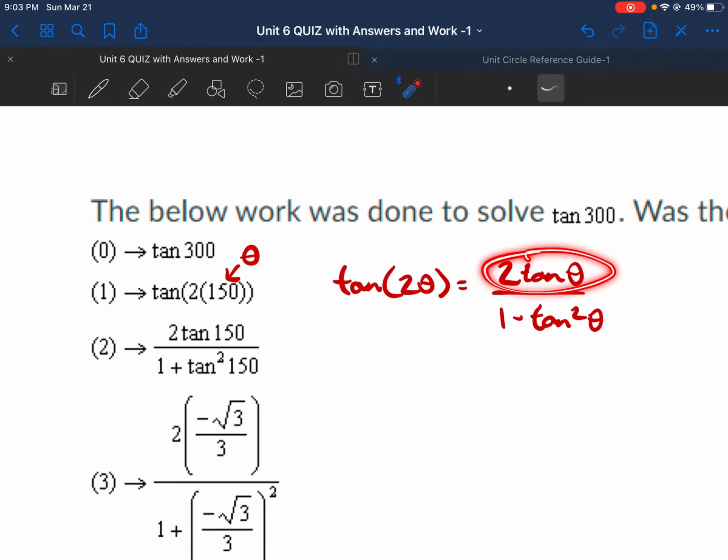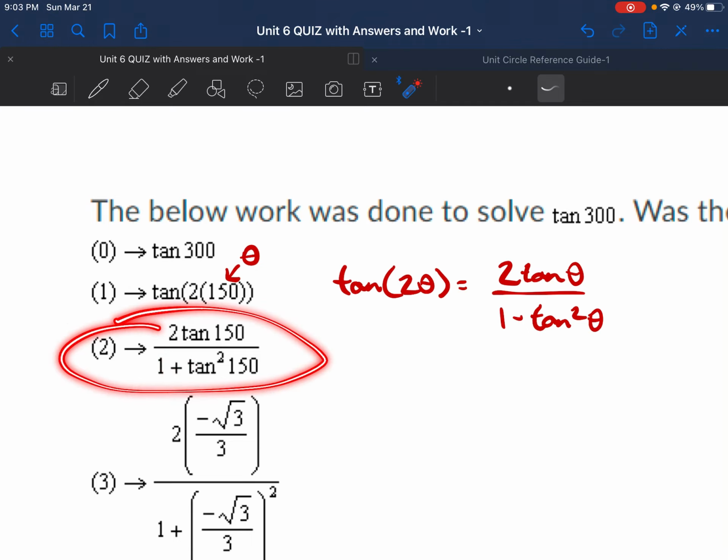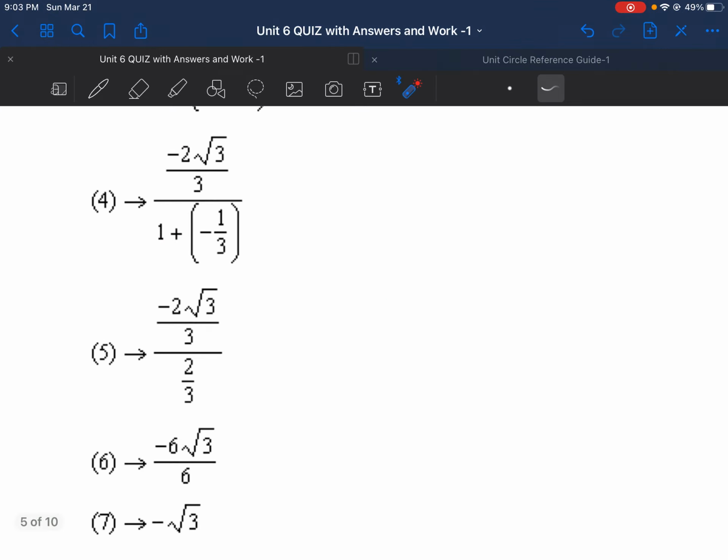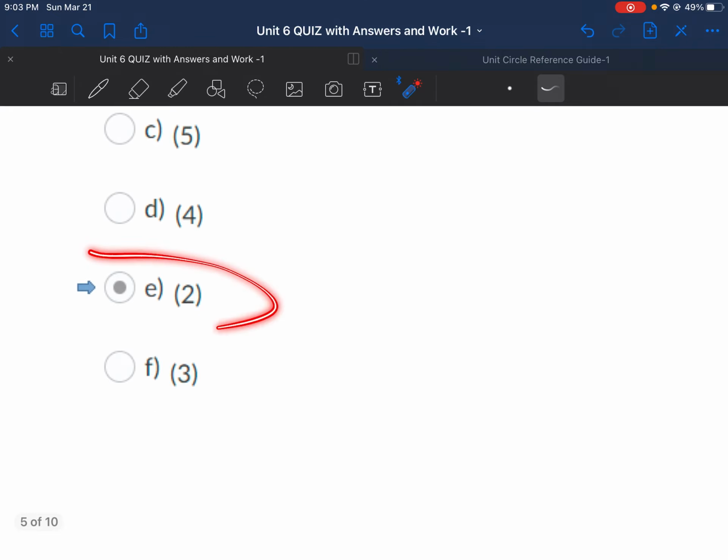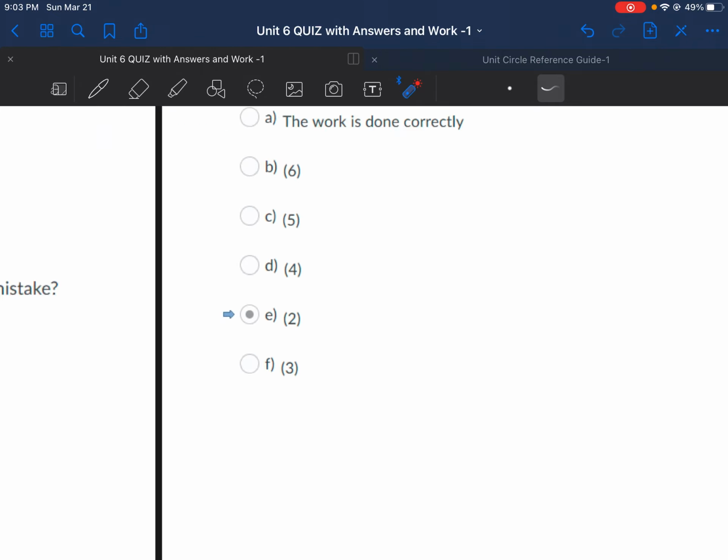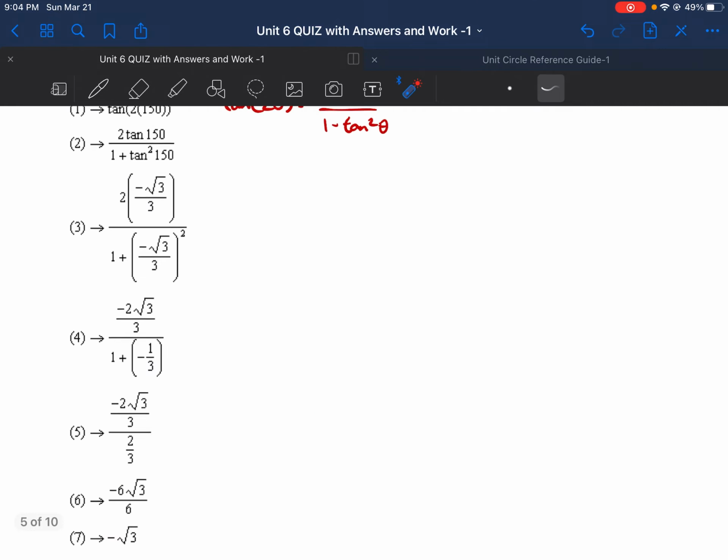Well, 2 tangent theta, 2 tangent 150, 1 minus tangent squared, and they put a plus sign right here. So line 2 is where they goofed up. That's where their mistake is. So our answer there would be line 2.